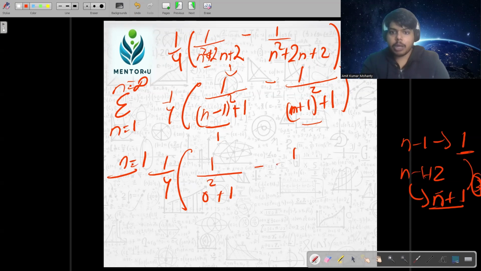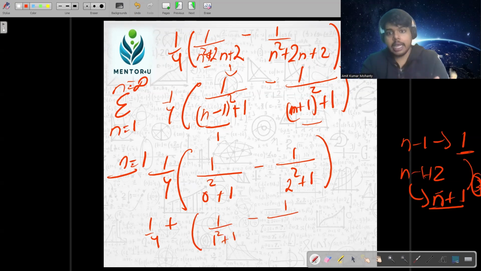Yes, for n equals 1 it will be 1 plus 1, which is 2 square plus 1. Clear? Now for n equals 2, we add it up. So 1 by 4 multiplied by 1 by (n minus 1) square plus 1, minus 1 by (n plus 1) square plus 1, with n equals 2: 2 plus 1 will be 3 square plus 1.